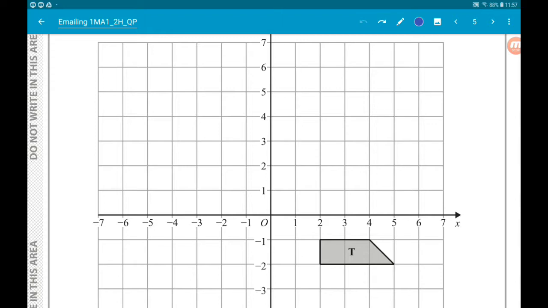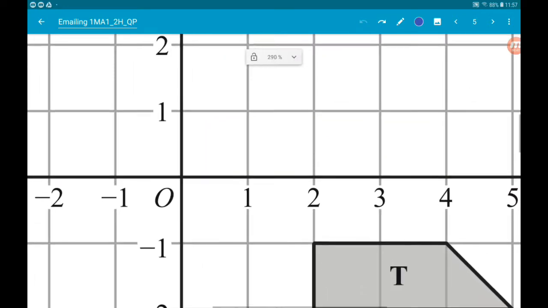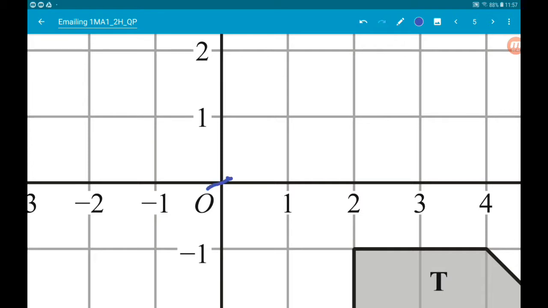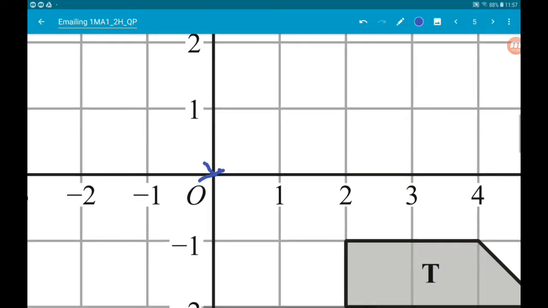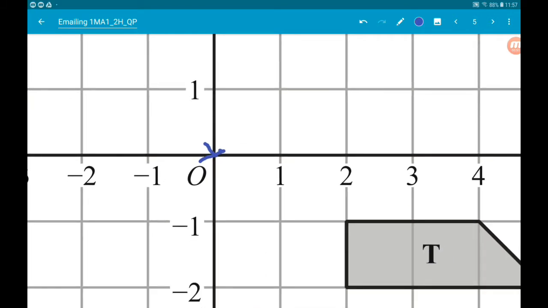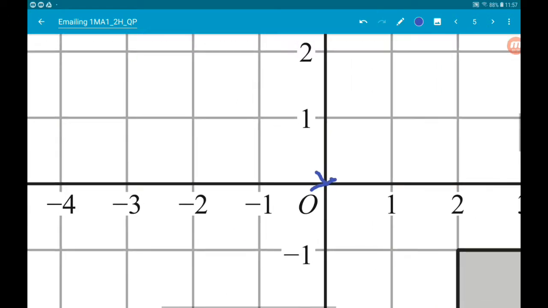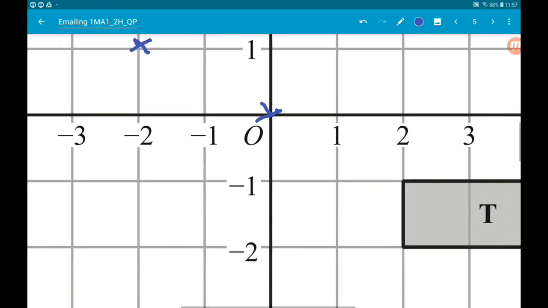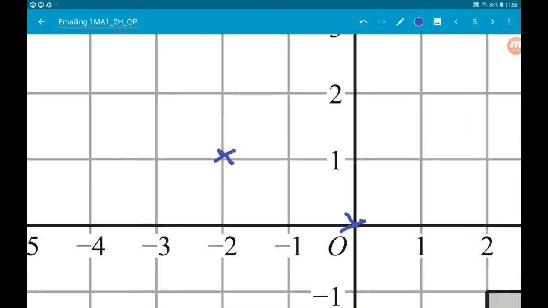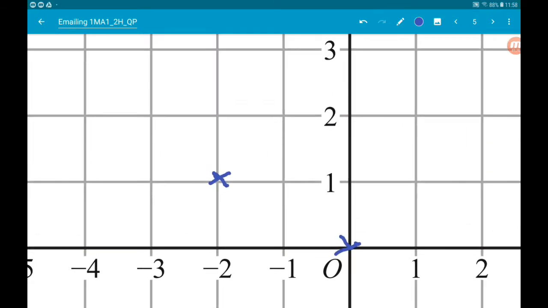Now, every point on the trapezium is going to be the same distance away from the origin. So, to get from this top left point on the trapezium, we go 2 left and 1 up. So we just do the exact same on the other side. So from the origin, we just go 2 left and 1 up, which is going to be that. And the point down below is 2 left, 2 up. So we just do the same, 2 left, 2 up.